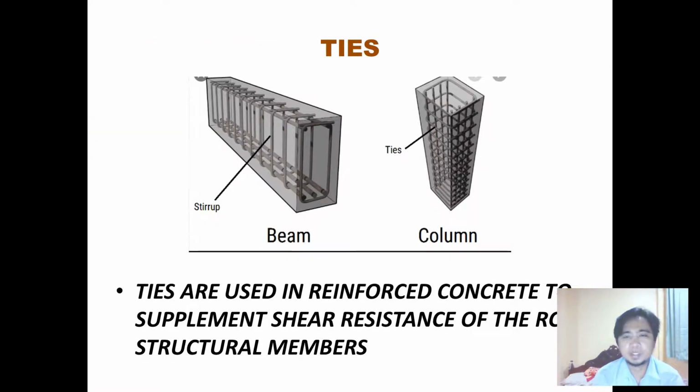So as for the ties as a line element, it is usually used in beam and column in order to wrap the main bars. Why do we need to wrap the main bars? To have a shear resistance. Usually in beams, the wrapping ties are stirrups, and in columns they are called simply ties.